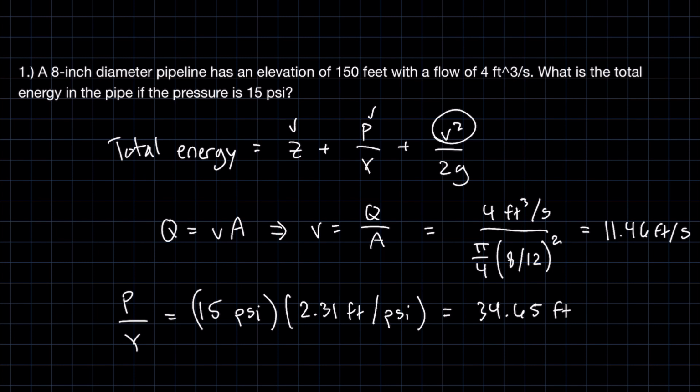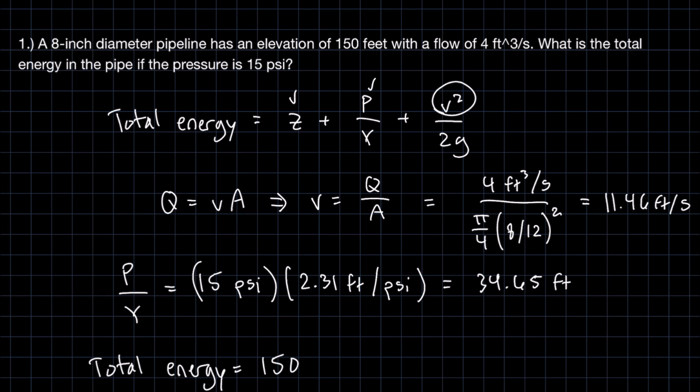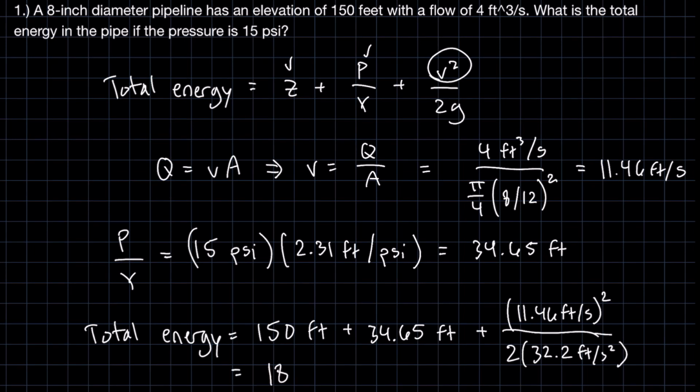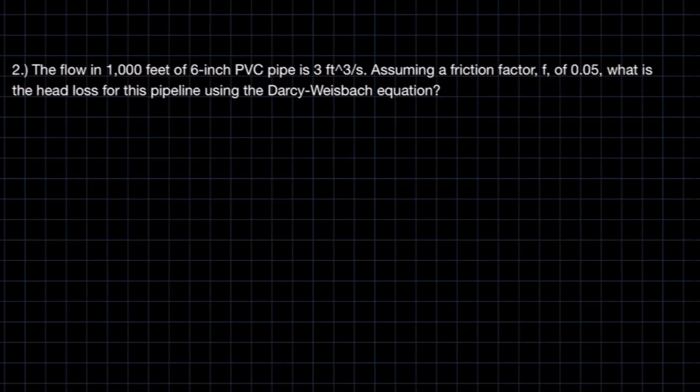So now we have everything we need to solve for the total energy grade line. The total energy is going to be equal to 150 feet of elevation head plus 34.65 feet of pressure head, plus we'll plug in the velocity that we just found, 11.46 feet per second, square that, divided by 2 times 32.2 feet per second squared, which will give us about 186.7 feet of total energy head. First question done.